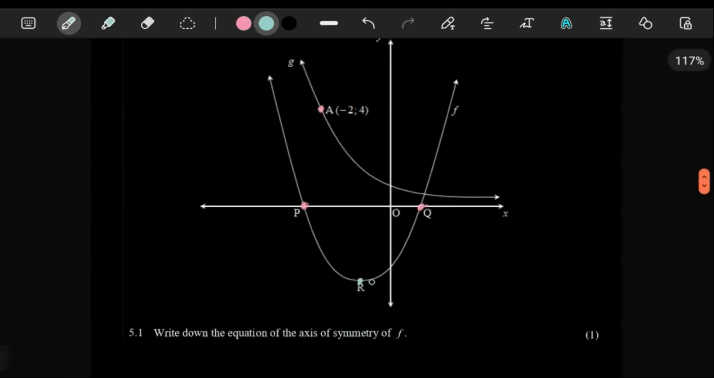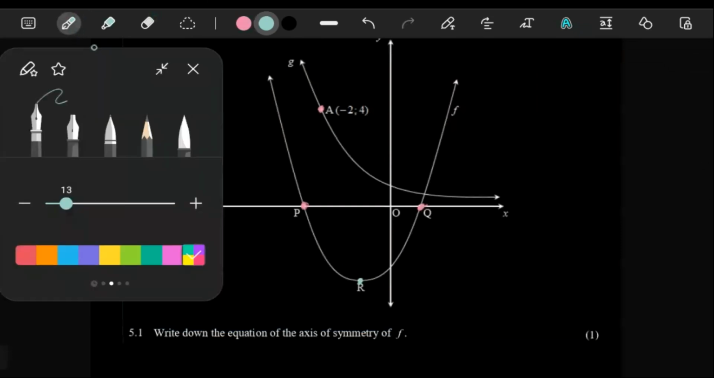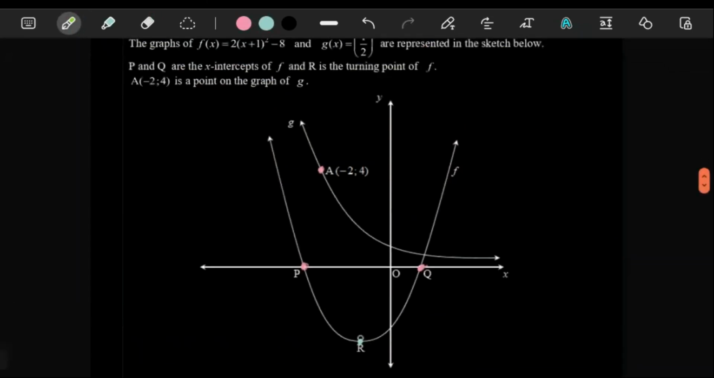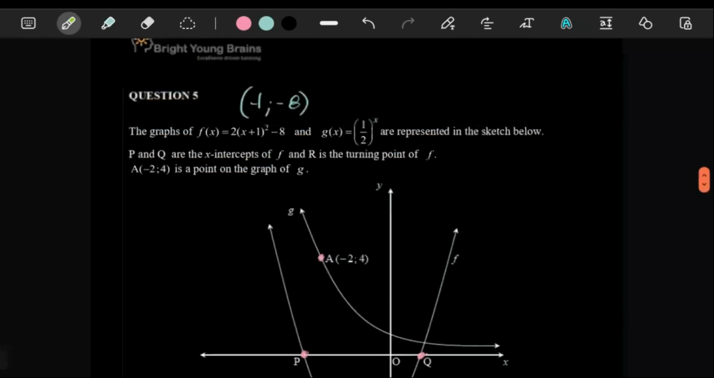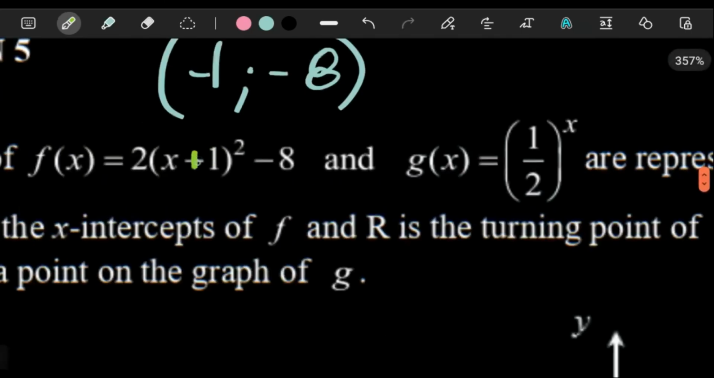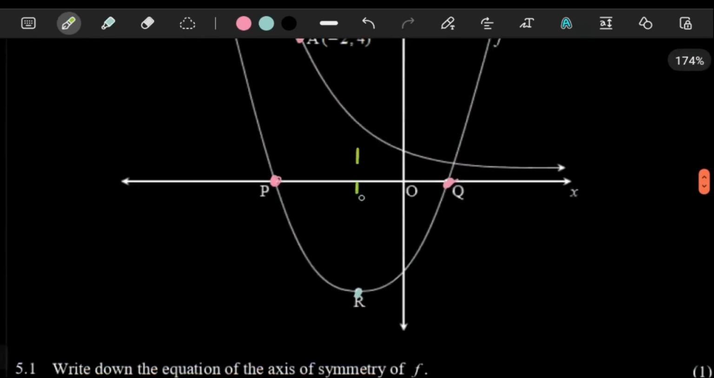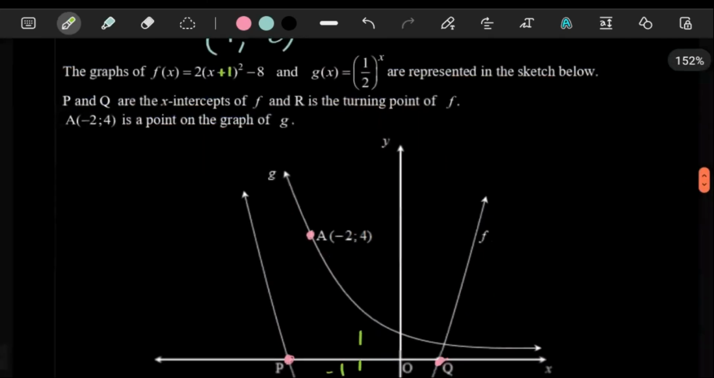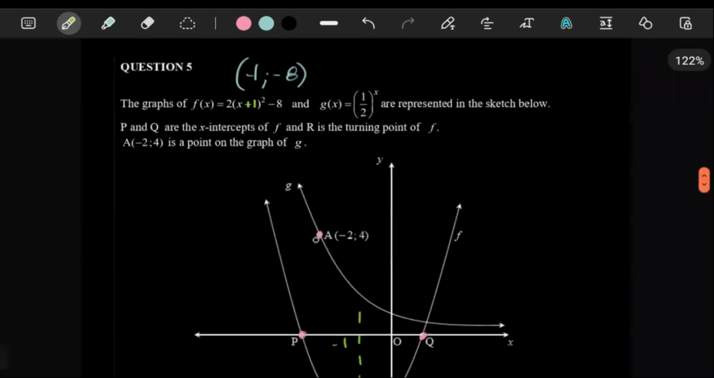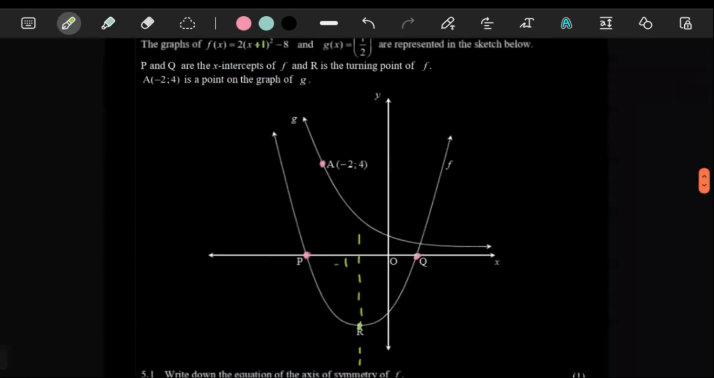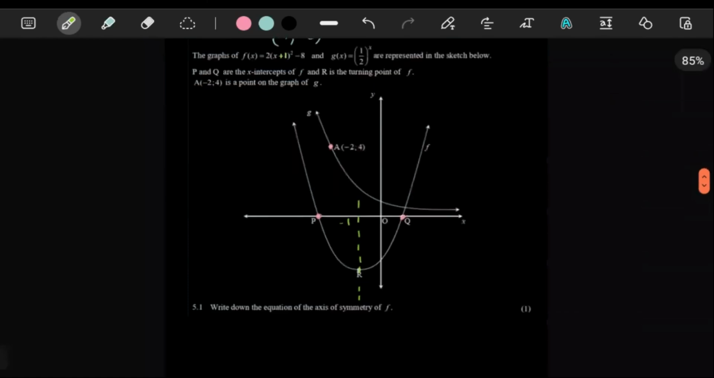And you can see this is already on the negative side of our Cartesian plane. And we know for sure it's -1 because of this value here. We said for the x value of the turning point, you always take the opposite of this value. So already here, we can see that the x value is going to be -1. And then here they said A is this coordinate, which is a point on the graph of g, our exponential graph. All nice, all dandy.